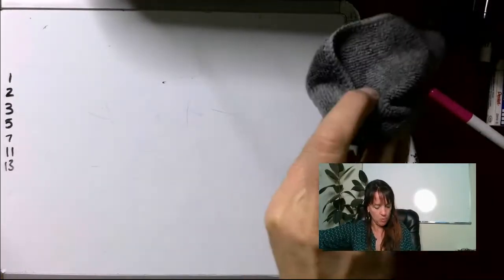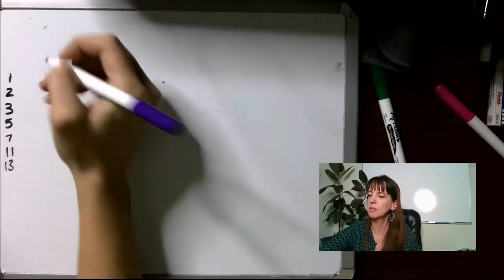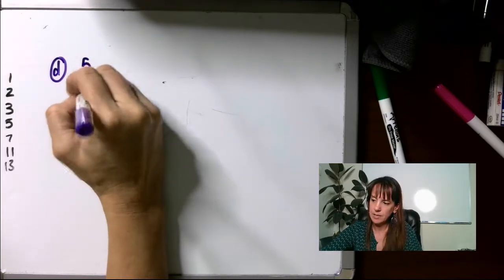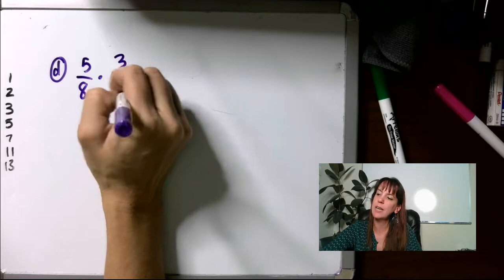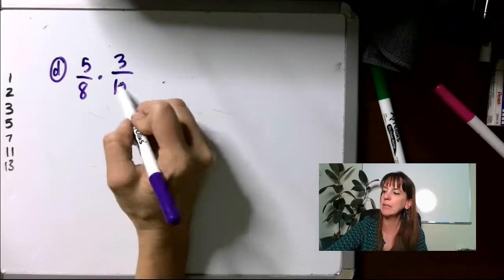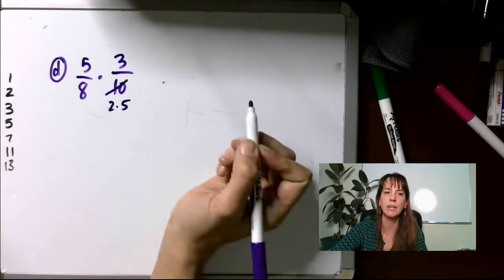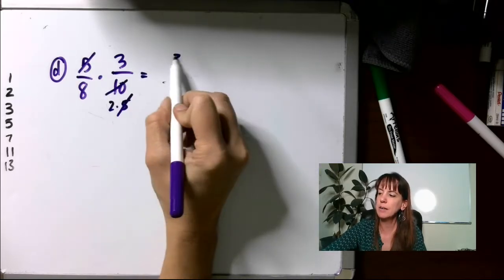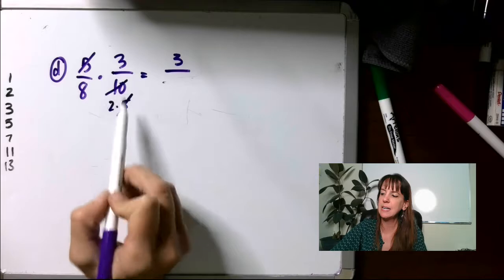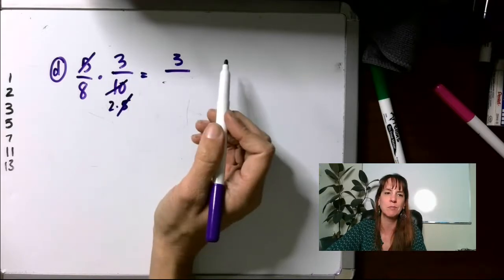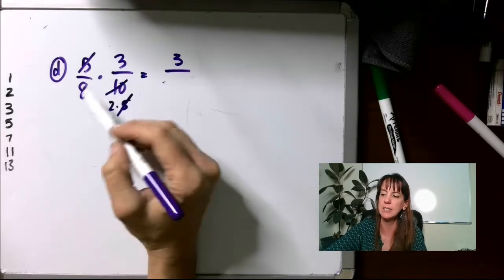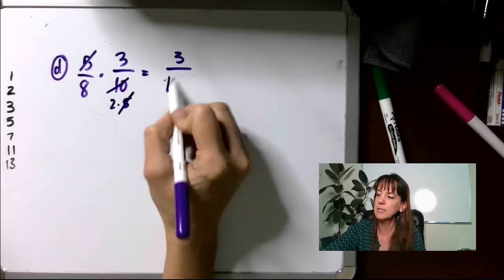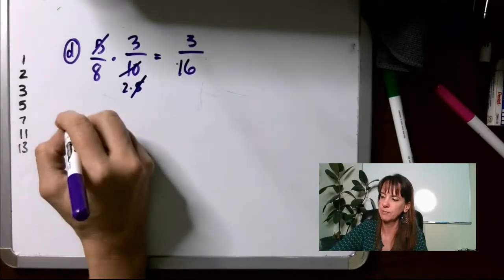Otherwise, let's see what we've got. Oh, we've got a couple more. Sorry, not over yet. D, 5 over 8 times 3 over 10. All right, so we know that 10 can be rewritten as 2 times 5, right? And yes, we can lob this one off and this one off. Upstairs, I have 3. Downstairs, I have 8 times 2. I can't get rid of any of those, right? Because 3 does not go into 8 and 2 does not go into 3. So 8 times 2 is 16. So that's your answer.